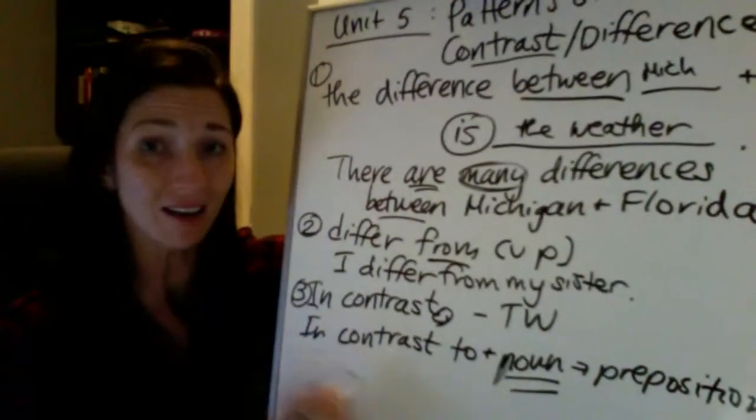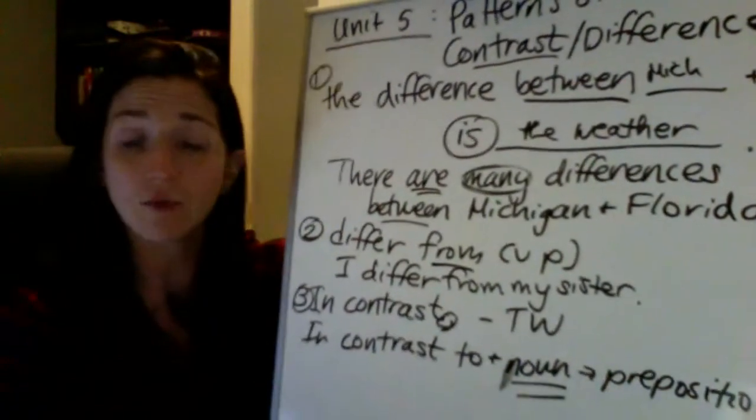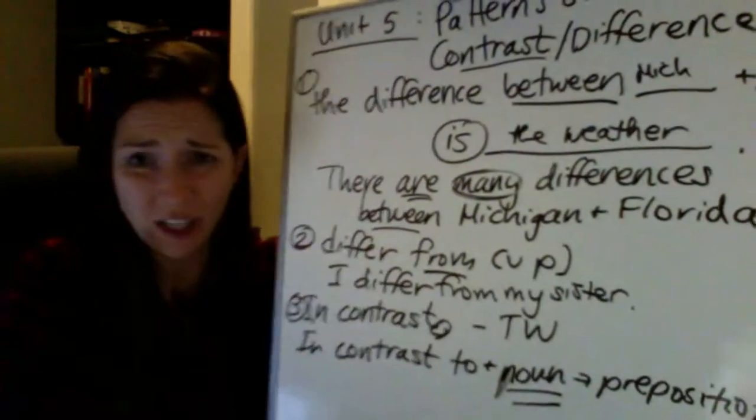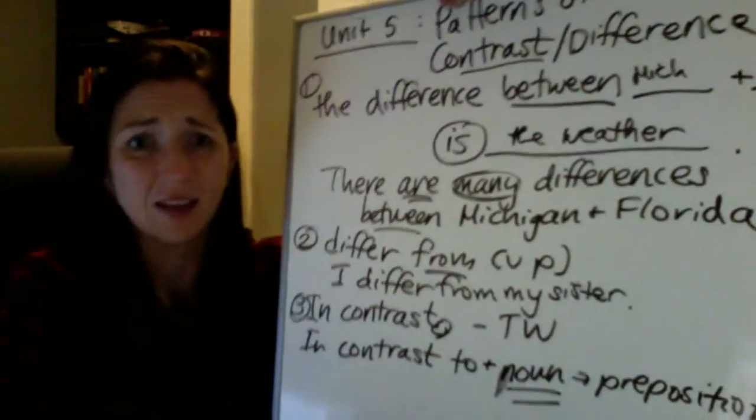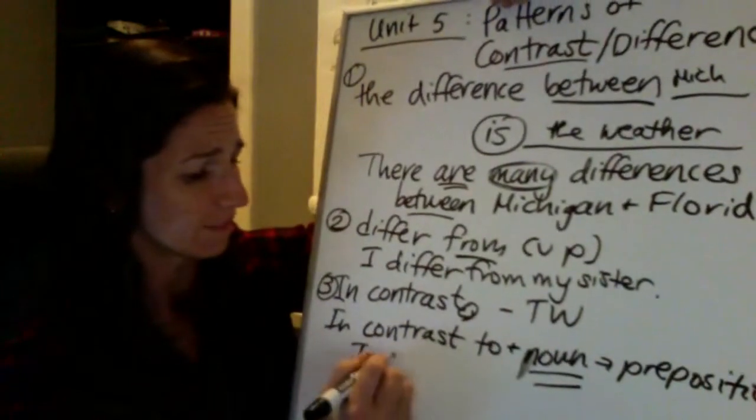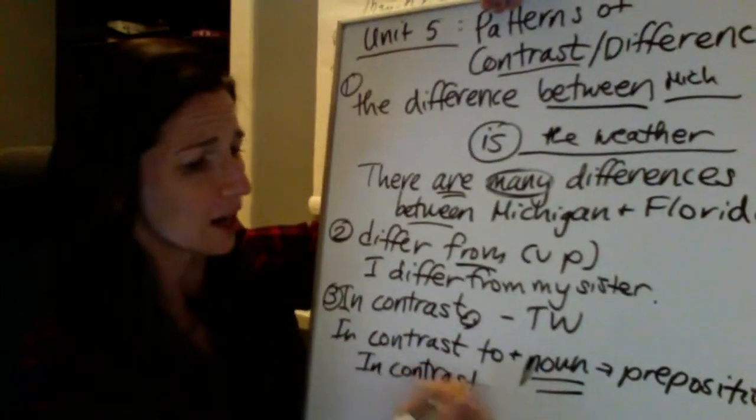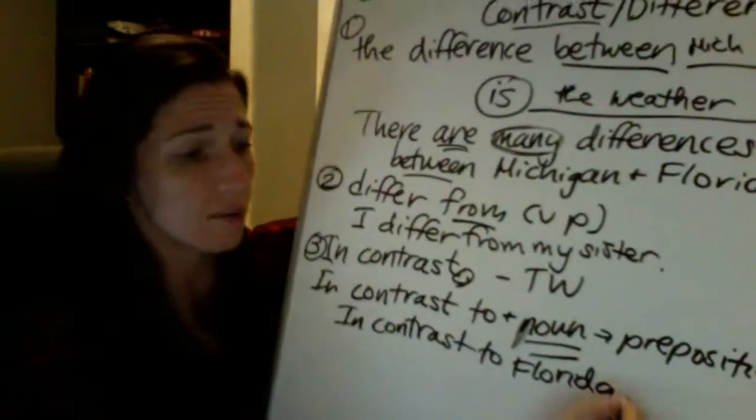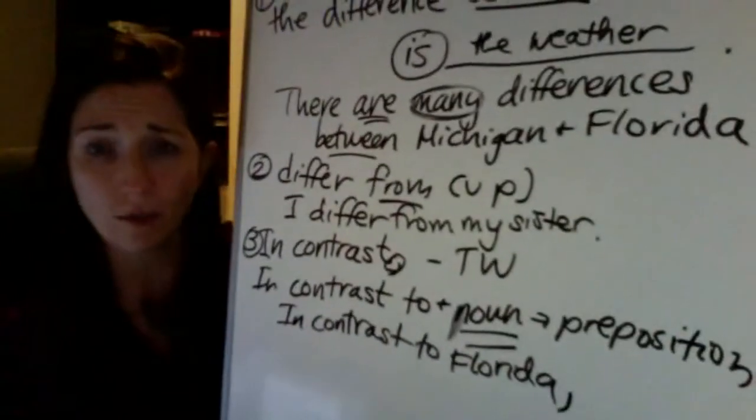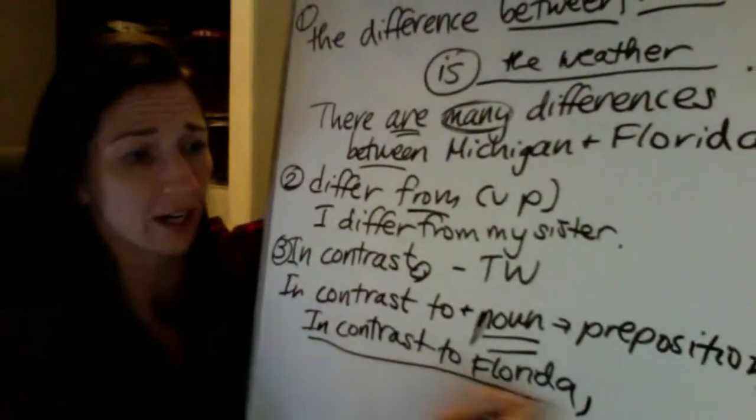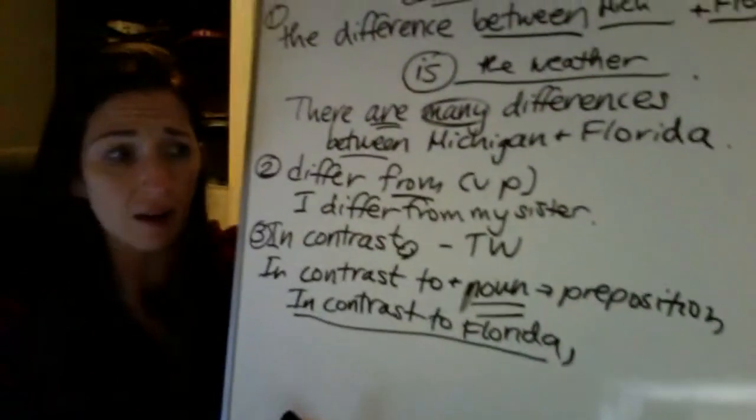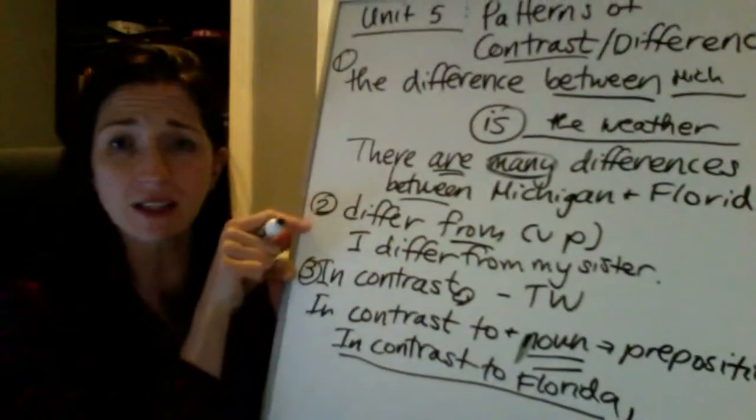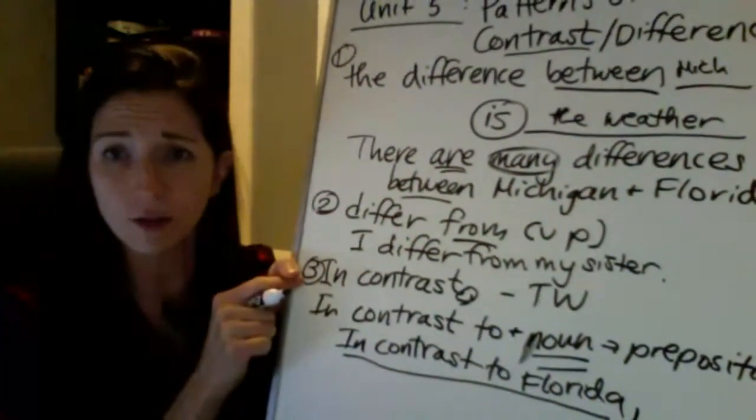So if you write in contrast to and you have no noun, it's wrong. You have to follow by a noun. We never have a preposition just hanging. In contrast to. In contrast to what? Okay, so remember, in contrast to something. In contrast to Florida. And then we often do use a comma after in contrast to. The whole phrase, in contrast to Florida. Okay, in contrast to Florida, comma, Michigan is very cold. Okay, these are really awesome. In contrast is a transition word. In contrast to is a preposition.